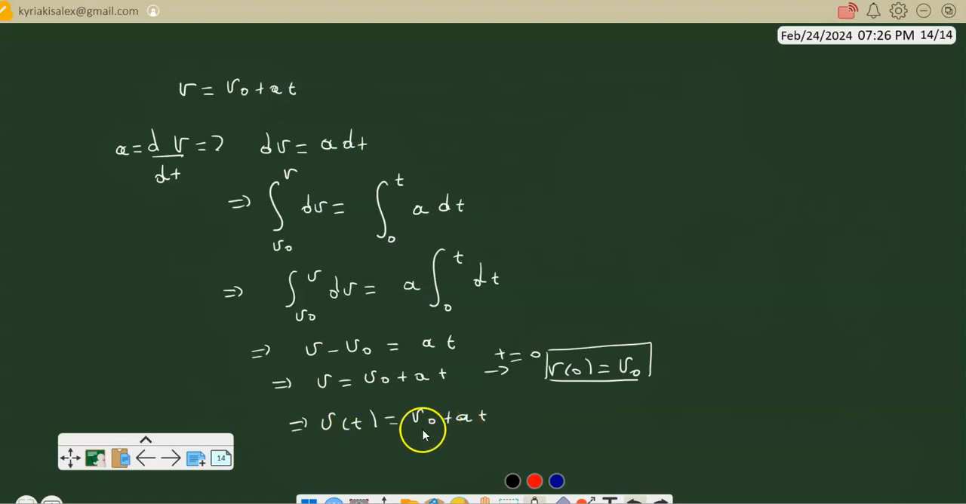So this is a straight line. V0 is the intercept in the vertical axis. A is my acceleration, and t is time. So the slope, the gradient of this line, is a, appearing in front of t.